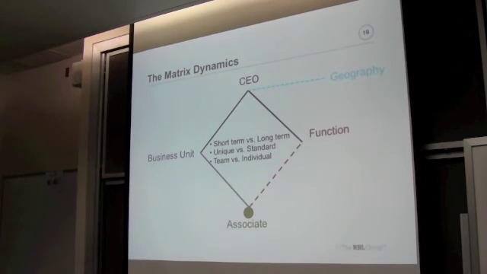If one side always wins, you don't have a matrix. So, what's missing and often not in the equation is whoever these three people report to, it needs to be the same person, so that if there's a problem, you can break the tie. You may need to be a tiebreaker.